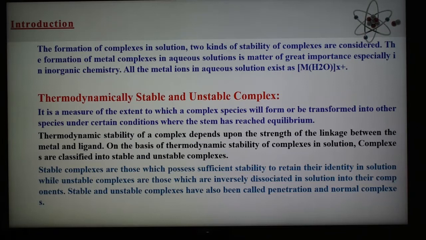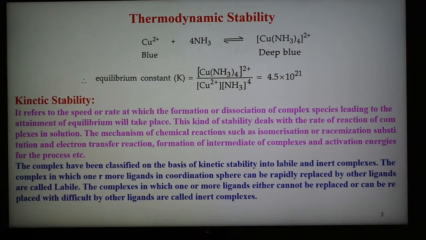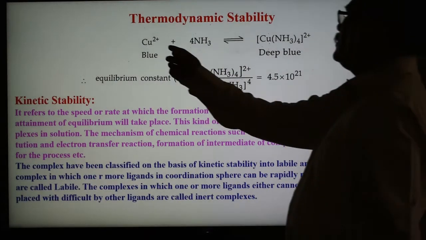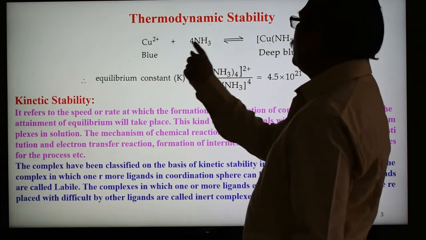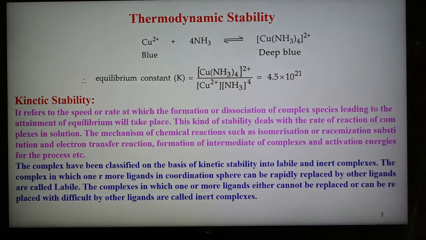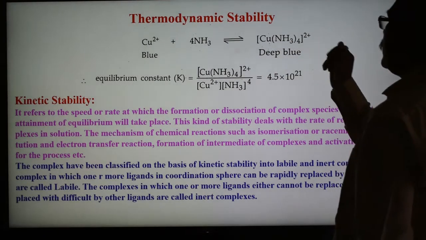For example, when ammonia is added to the aqueous solution of copper sulfate, there is a change in color, because the blue Cu2+ ion is converted into a deep blue ion by the addition of ammonia. Here the reaction is shown, how the complex is formed. This is the blue copper sulfate solution; the copper ion is blue, and when ammonia is added we get a deep blue complex, the tetraamminecopper(II) complex.